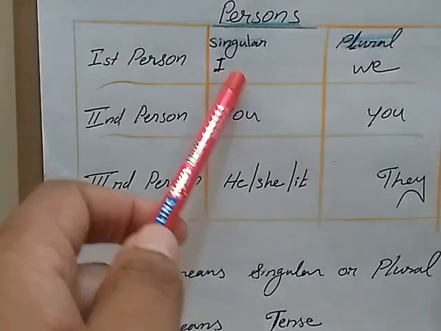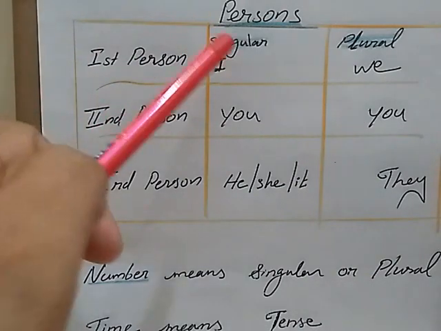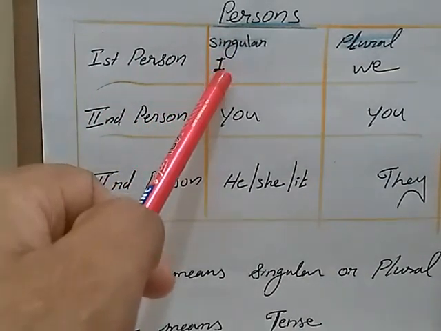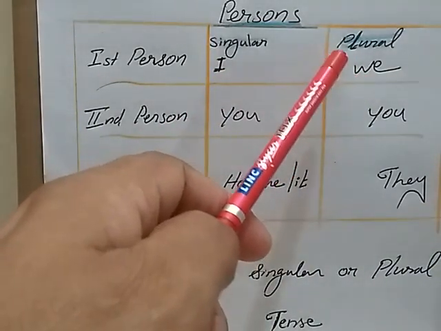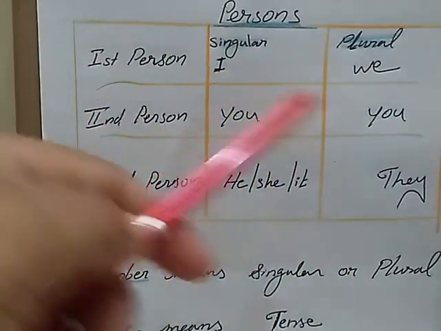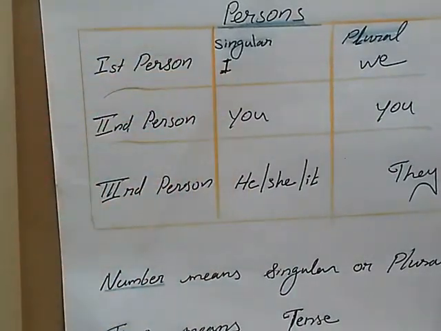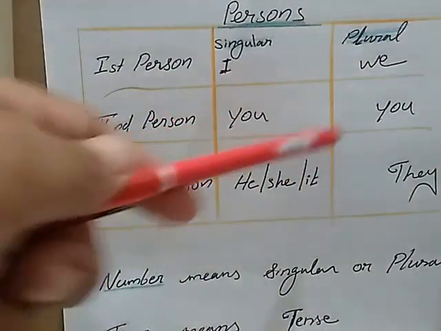First person, singular is I. I means the person speaking. If I am speaking, I will always address myself as I. That is the personal pronoun I, and the plural form is we. When two or three people together address themselves, we. And the second person is you, both singular and plural. Second person means the person spoken to, whom we are speaking to. You, both singular and plural.